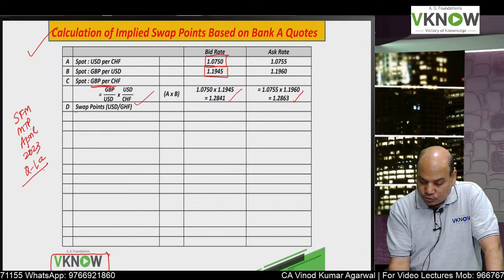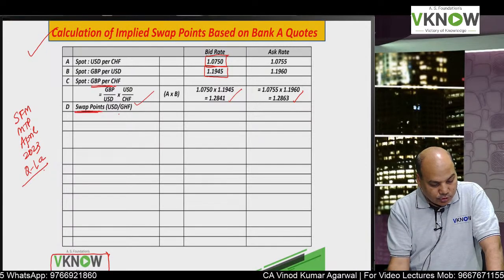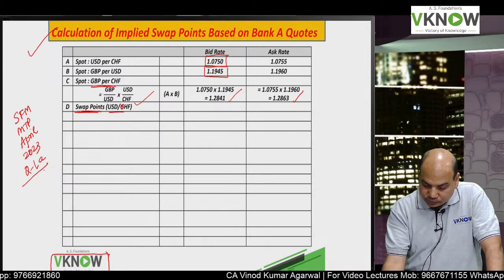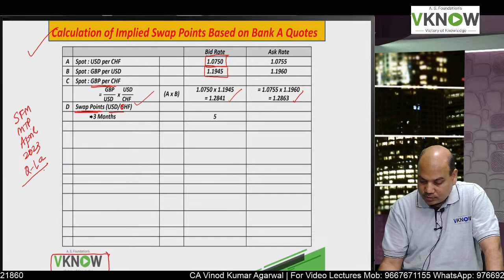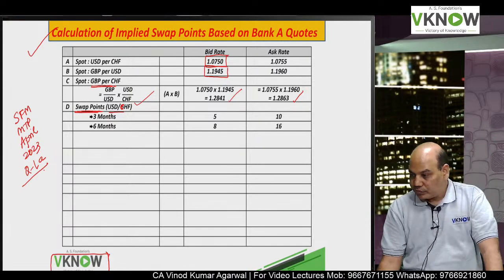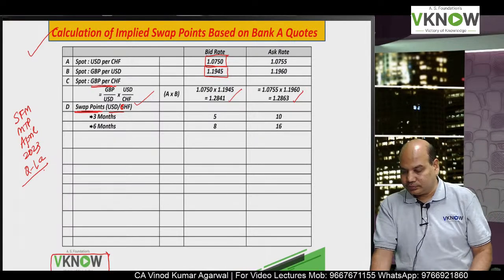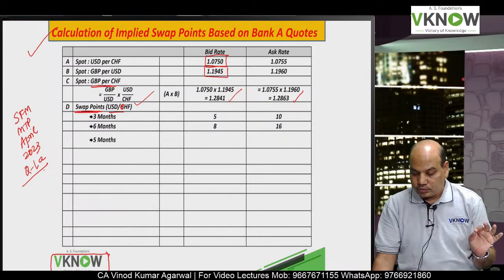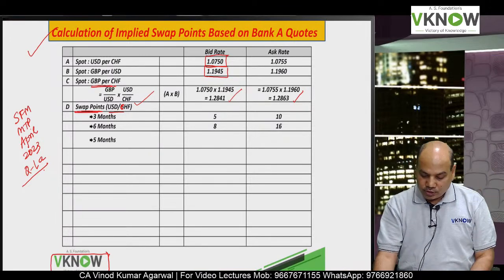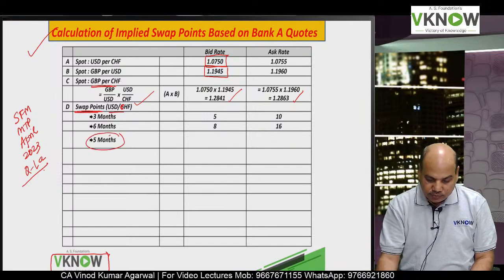Point number D. Now they have given you swap points for USD per CHF. For 3 months, 5 and 10; for 6 months, 8 and 16. So what will be the swap points for 5 months? Since you are an intelligent student, please reply.